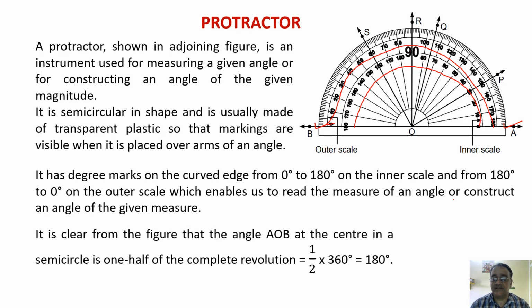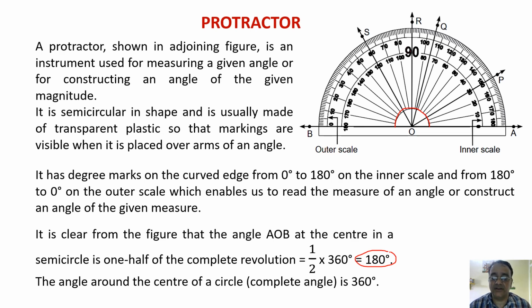So it is clear from the given figure the angle AOB at the center, see, angle AOB at the center in a semicircle is 1/2 of the complete revolution. This one, this full angle AOB, okay. ये पूरा का पूरा जो हाफ है, वन फुल रेवोल्यूशन कितना होता है 360 डिग्री, सो फुल का हाफ मींस हाफ इनटू 360, इट विल बी इक्वल्स टू 180 डिग्री, okay. So the angle around the center of a circle, complete angle, is 360 degree.